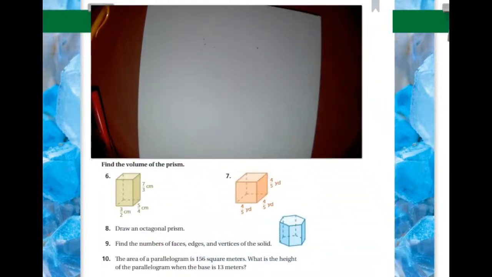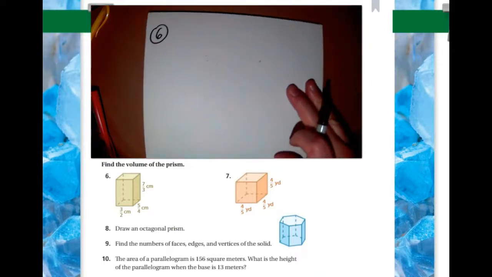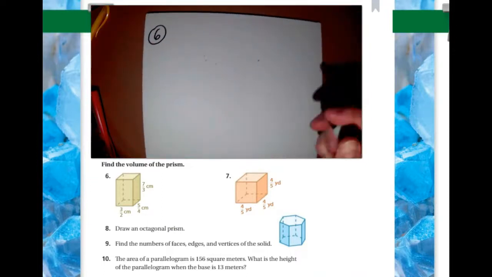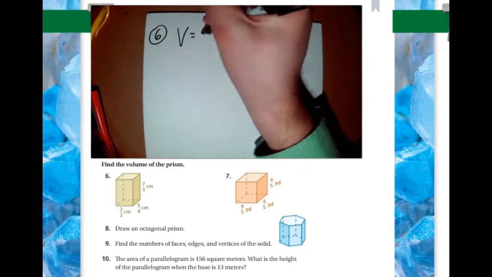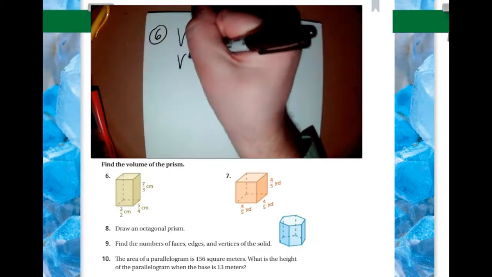Take a look at number 6. Now, number 6 says, find the volume of the prism. Well, remember, volume equals length times width times height. We need to remember that formula, and if we remember that formula, this is a simple problem. So let's just plug in some of those numbers.